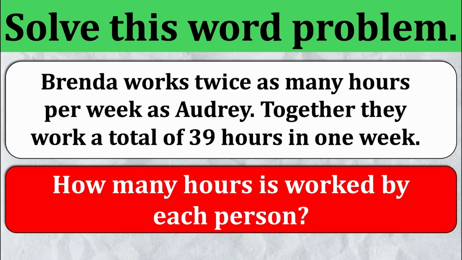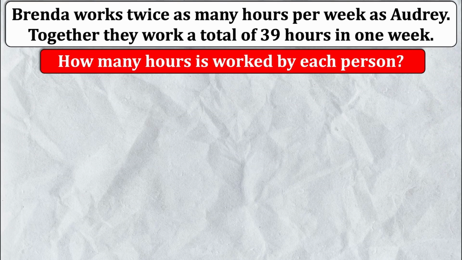Can you solve this word problem? Brenda works twice as many hours per week as Audrey, and together they work a total of 39 hours in 1 week. How many hours is worked by each person?